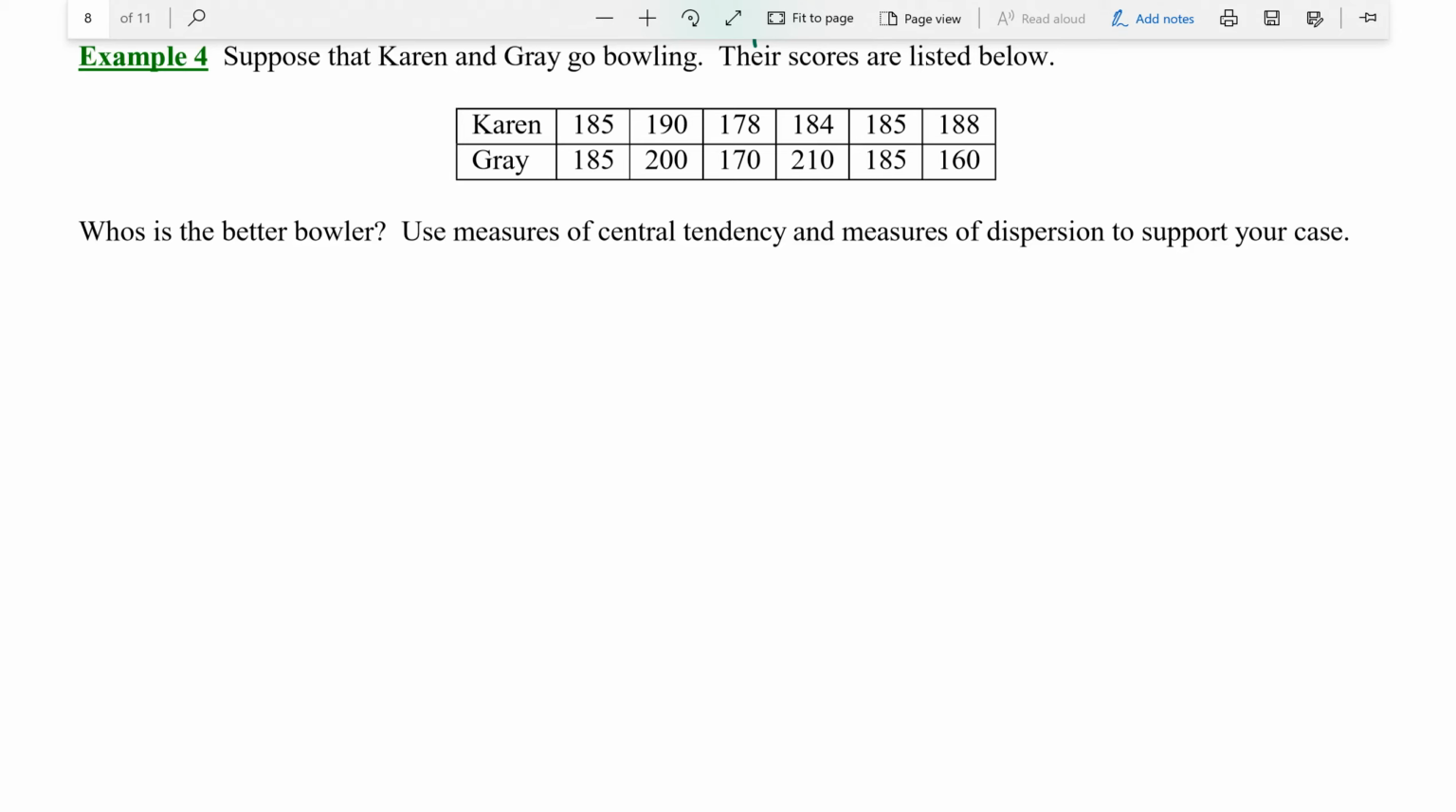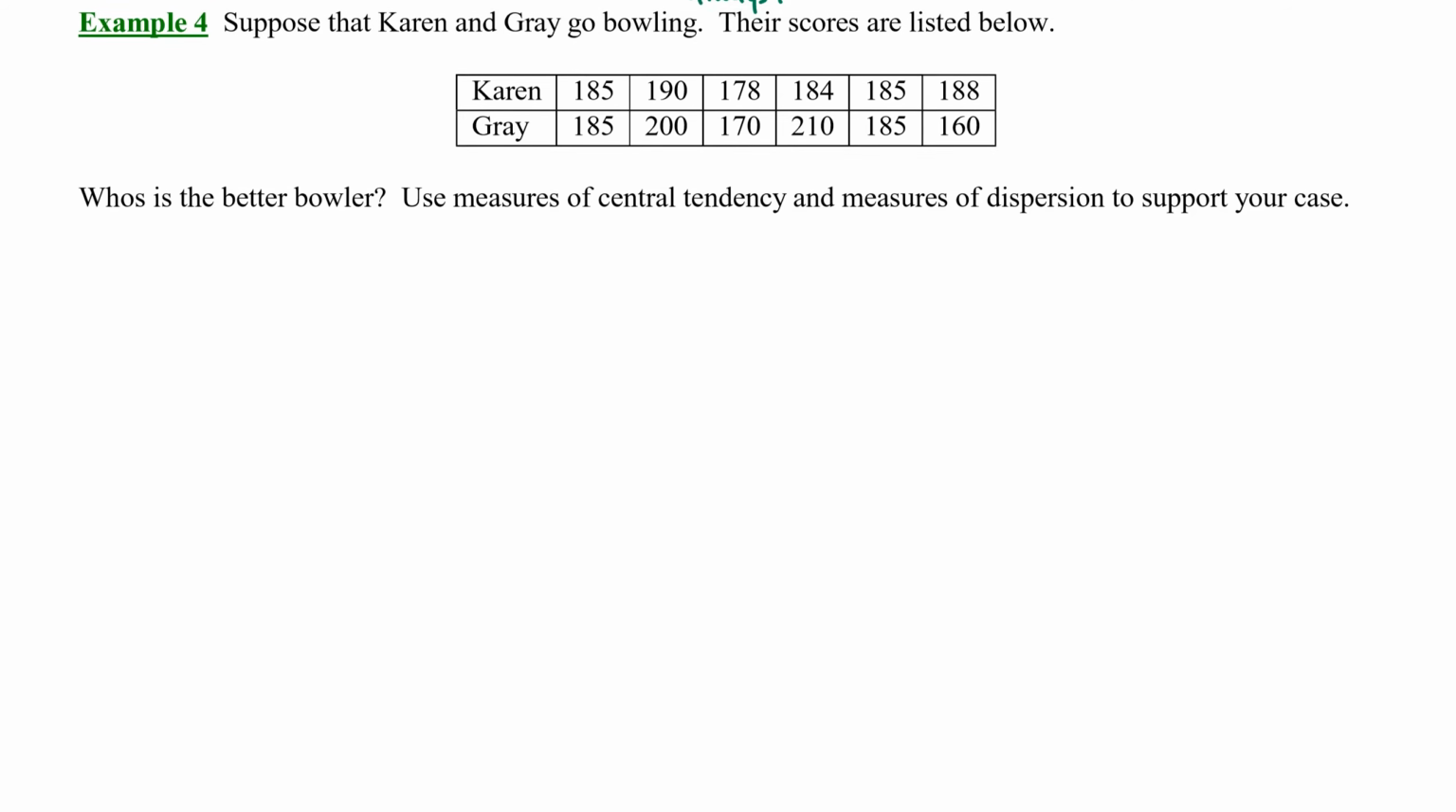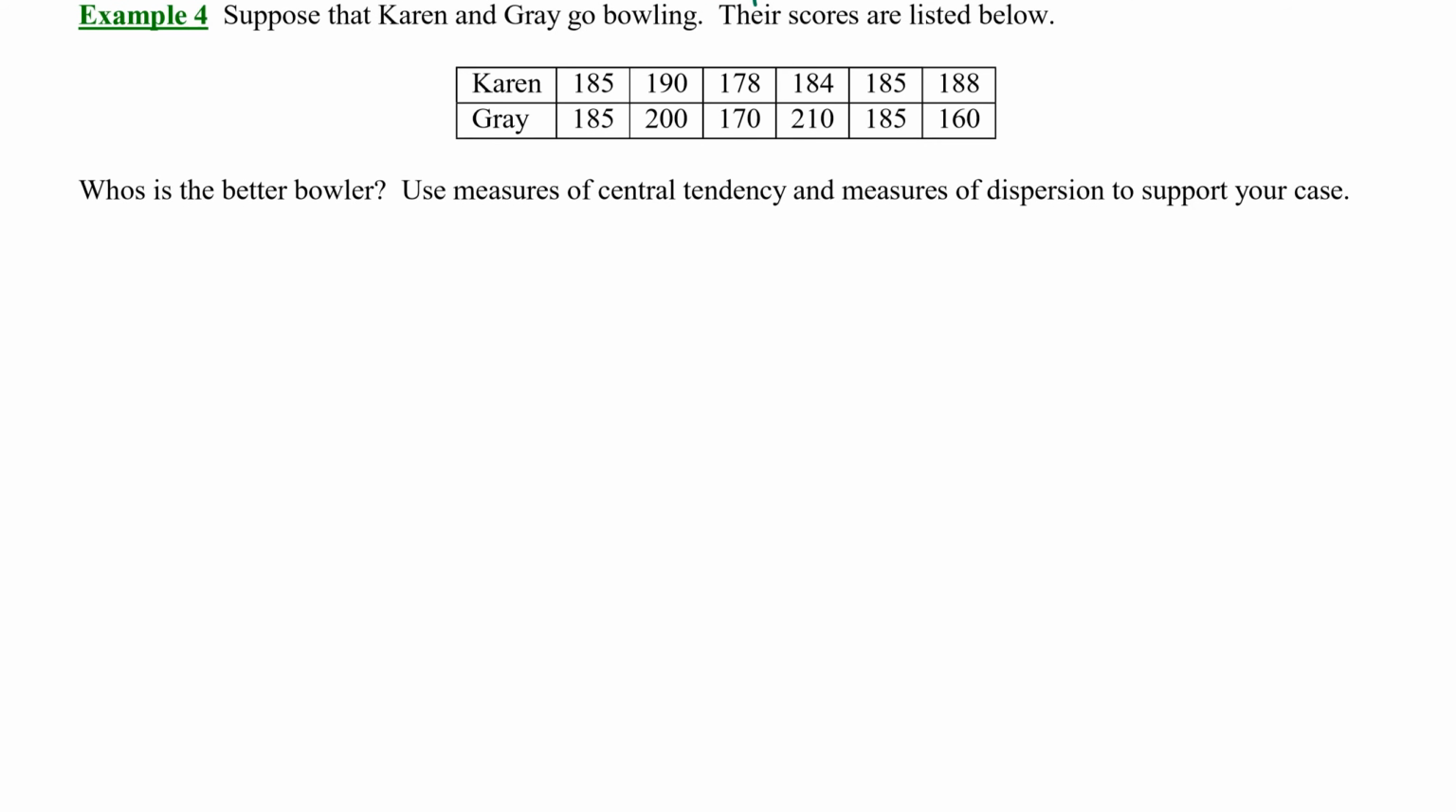Suppose that Karen and Gray go bowling. Their scores are listed below. So Karen has scores of 185, 190, 178, 184, 185, and 188. And Gray has scores 185, 200, 170, 210, 185, and 160. So let's see if we can answer the question, who is the better bowler?